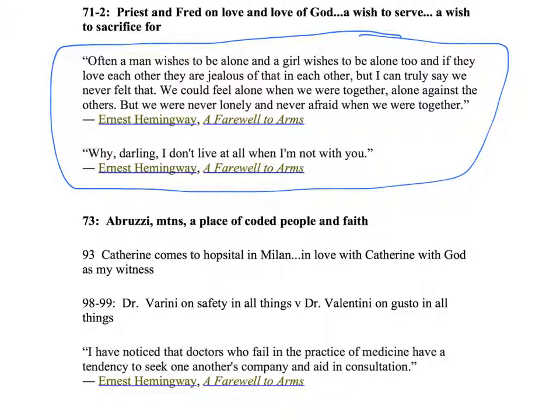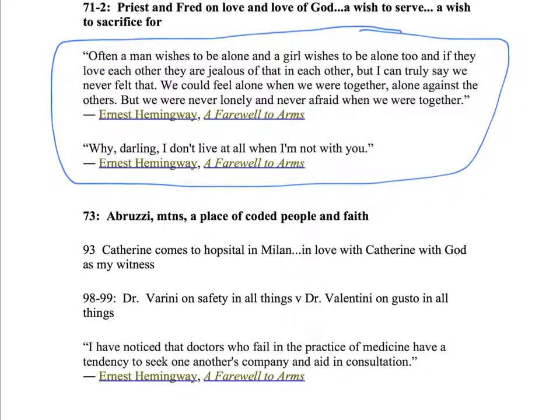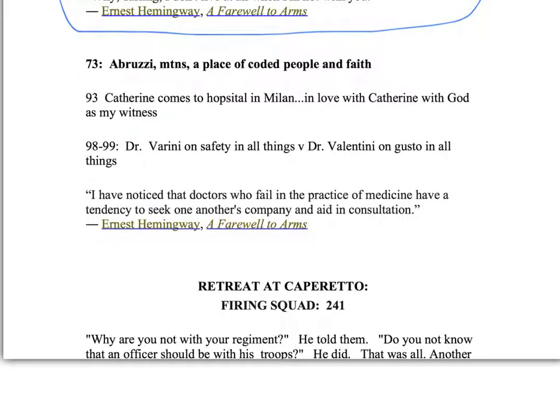And so continuing on in the novel, Catherine comes to the hospital in Milan where Frederick's nursing his knee injury. He falls in love with Catherine. And the two doctors come in and try to fix him. And Dr. Valentini is this guy with a mustache. He's like, we'll fix you up in the morning. And Verini wants to have multiple doctors look at the leg and get a second opinion.